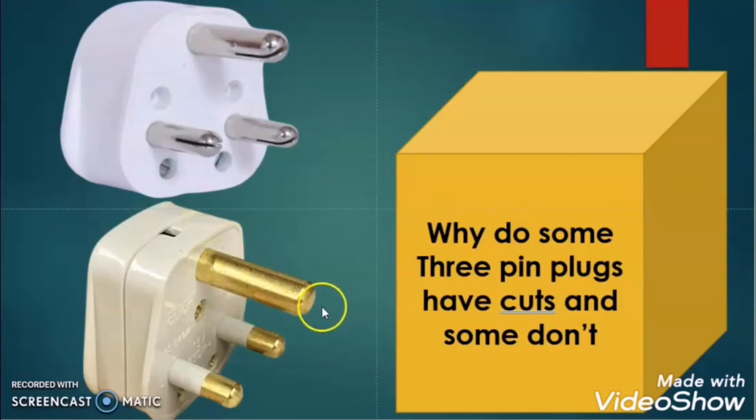But in the copper pin, copper will not expand for normal heat or for higher heat also. So there is no concept of expanding in the copper pin, so there is no need for cuts also. Hope you understood this concept.